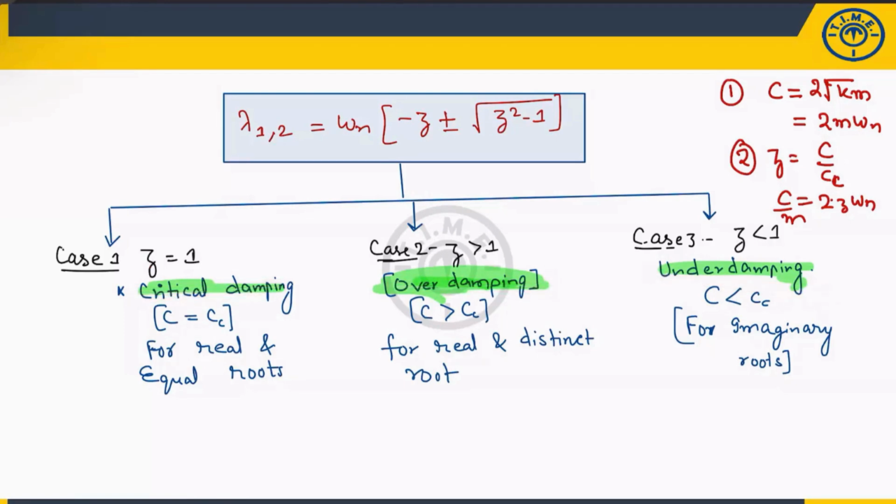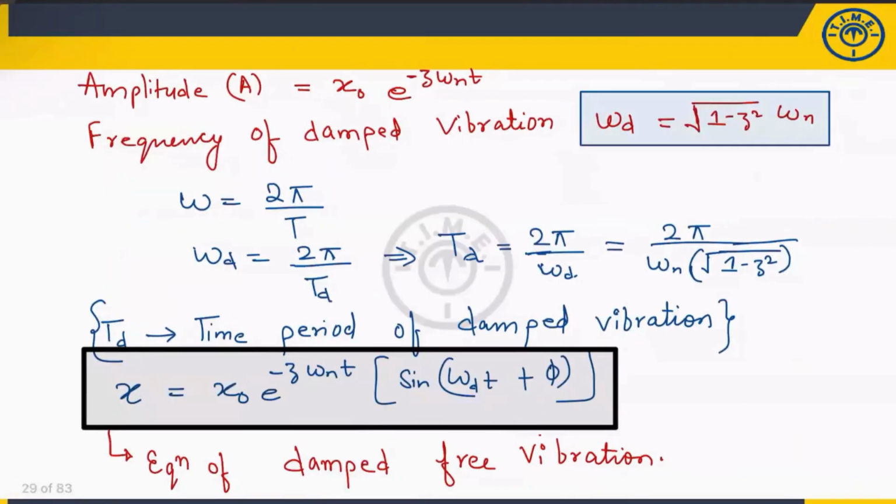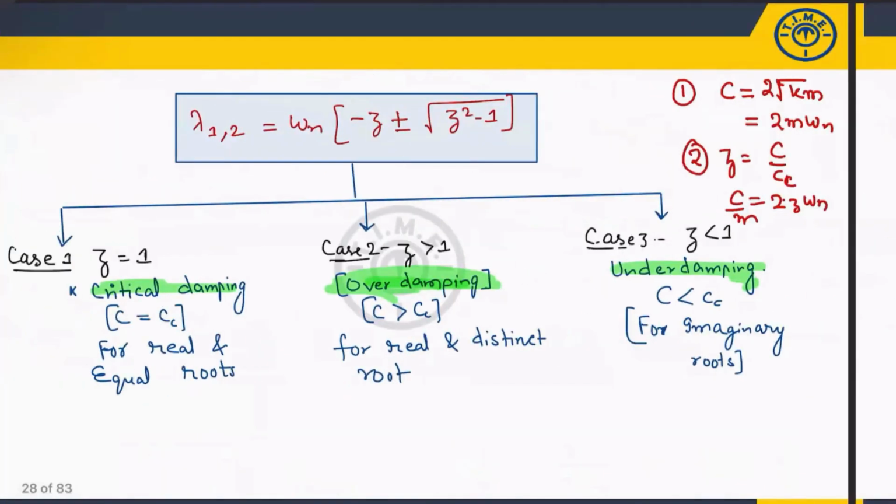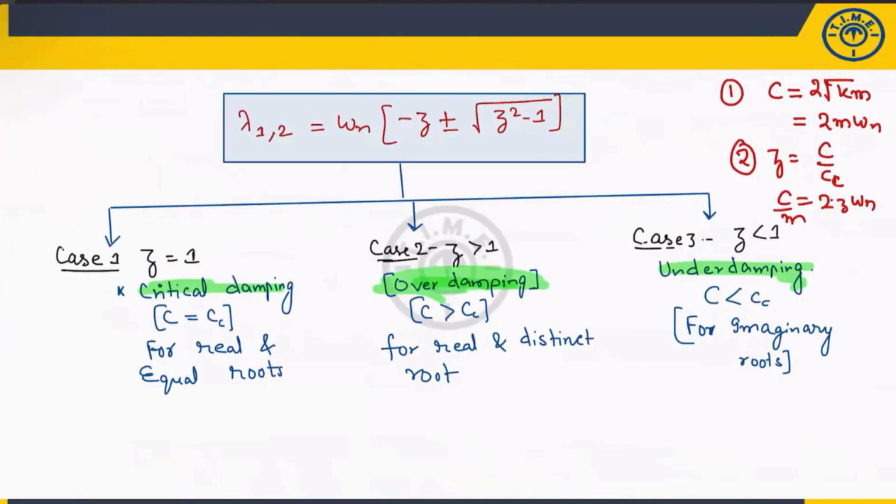Okay. Now, there are some other important terminologies. In the case of zeta less than 1, the underdamping case, what is the root? This is basically the root which you got, lambda 1 and 2, equal to minus zeta omega n plus or minus this value. Zeta less than 1 means the square root will be negative, so there will be some imaginary part.